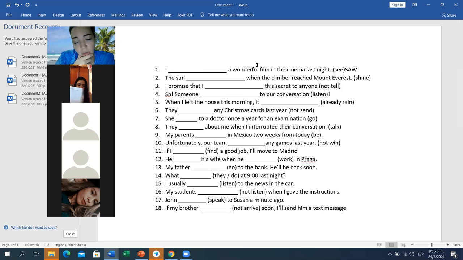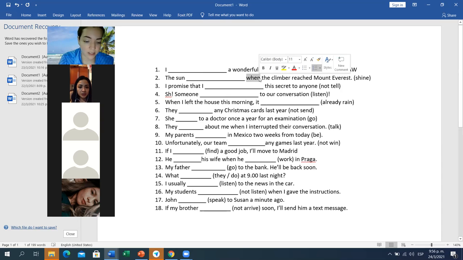I was cooking, no, my mother was cooking when my brother and I were playing, mientras nosotros estábamos. So there are two actions simultaneously. Este when esta clave. This was the key. Two actions simultaneously. Okay.